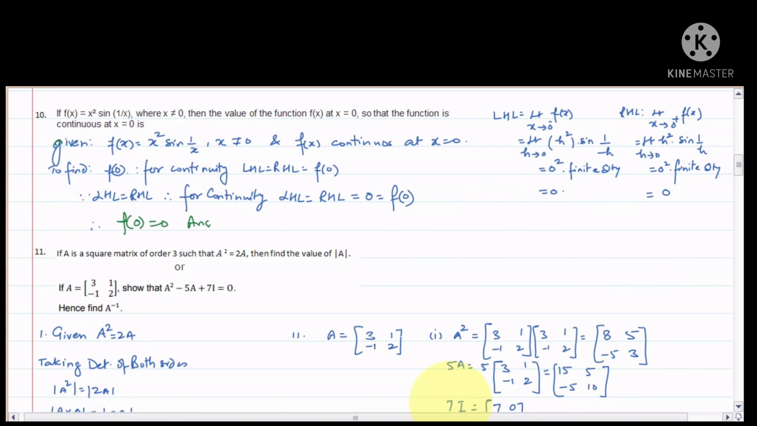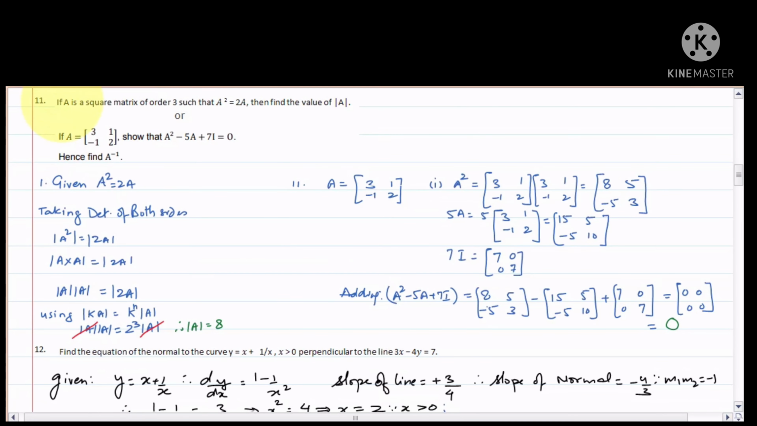So for continuity, the condition is that LHL is equal to RHL is equal to the value of the function at x is equal to a, that is given to us. So over here it is given to us as f(0). So we have got the answer as 0. Correct.